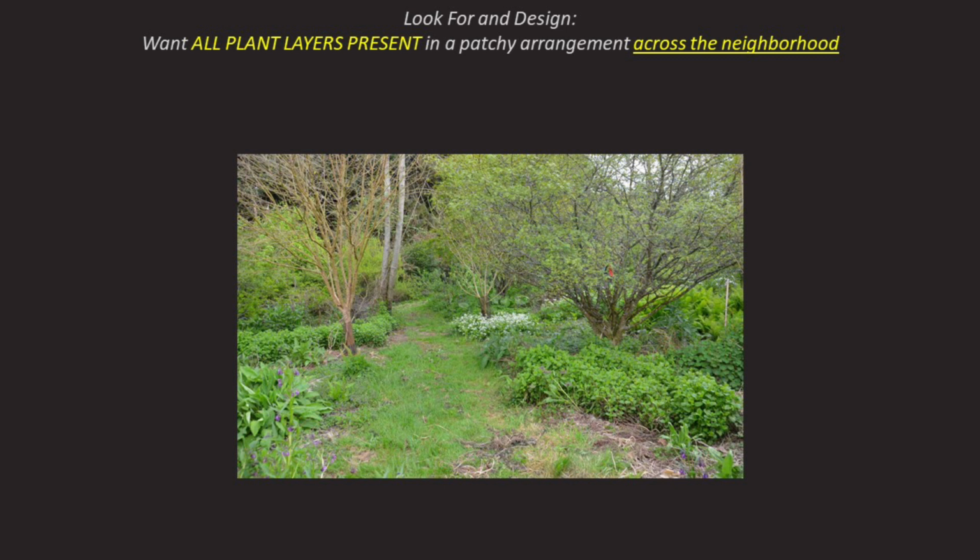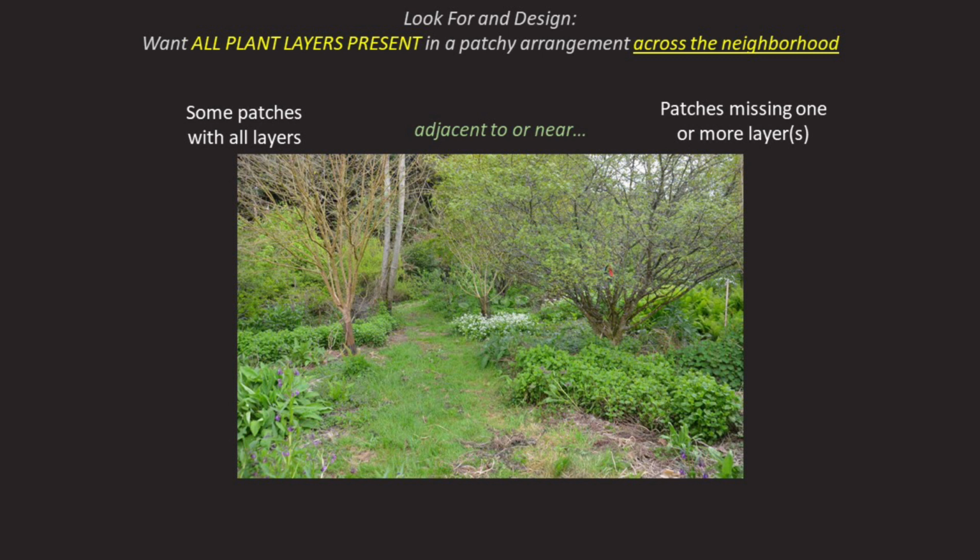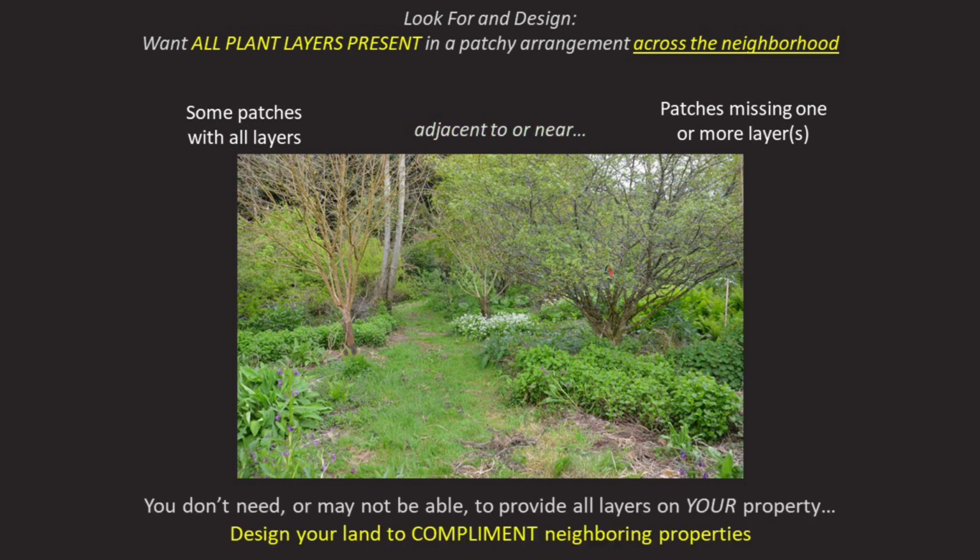Remember, there are different wildlife species associated with each layer, so we want all plant layers present. But to encourage the greatest diversity of wildlife, we want these layers to occur in a patchy arrangement, with some areas or patches containing all vegetation layers, adjacent to other areas where one or more layers is missing, because we know that some wildlife prefer or require habitat patches that are missing one or more layers.